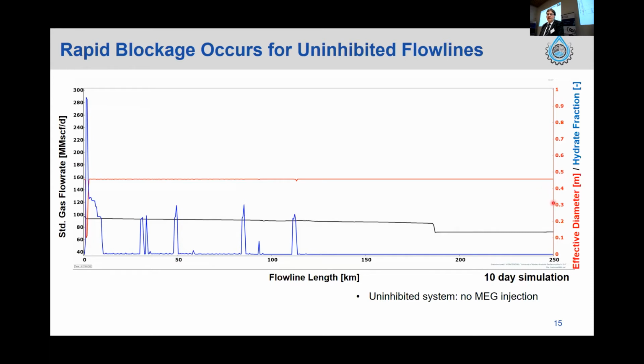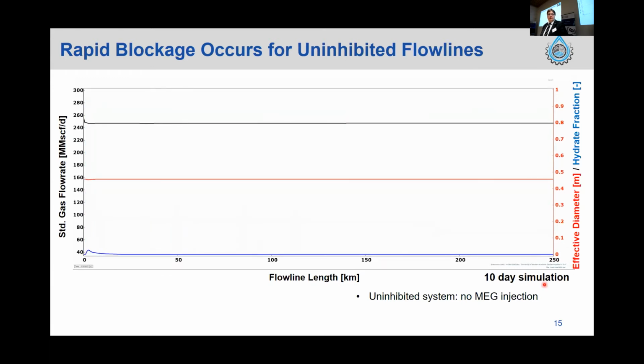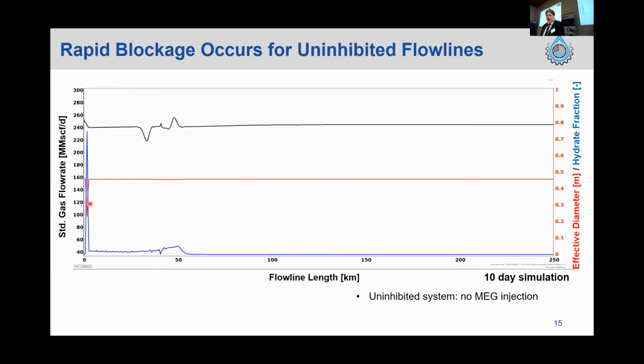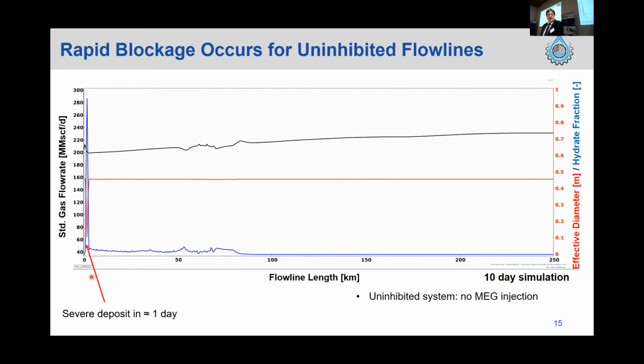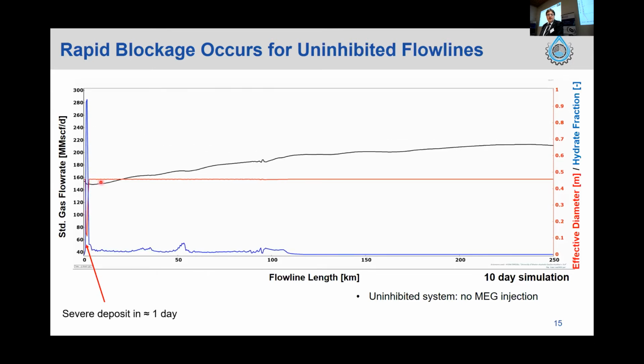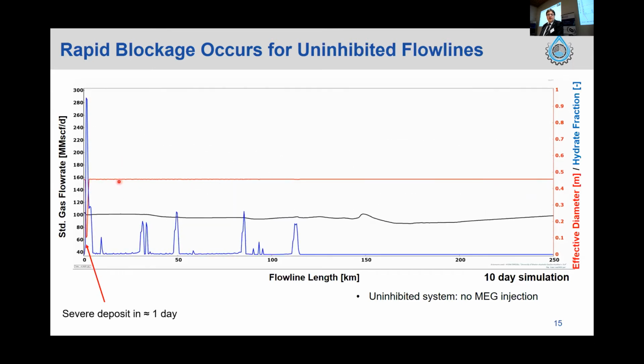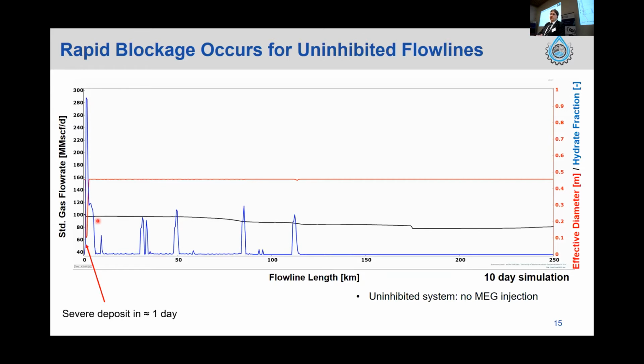In red, we have the effective diameter of the pipeline. And in blue, we have the hydrate fraction. So as we start that playing, there we are. You can see we start off with no hydrate in the system, flowing quite happily. We get this severe deposit, which winds up forming at the inlet in less than a day. And you can see that as that forms, it chokes off flow and the gas flow rate reduces down to about 100 million scfs per day.